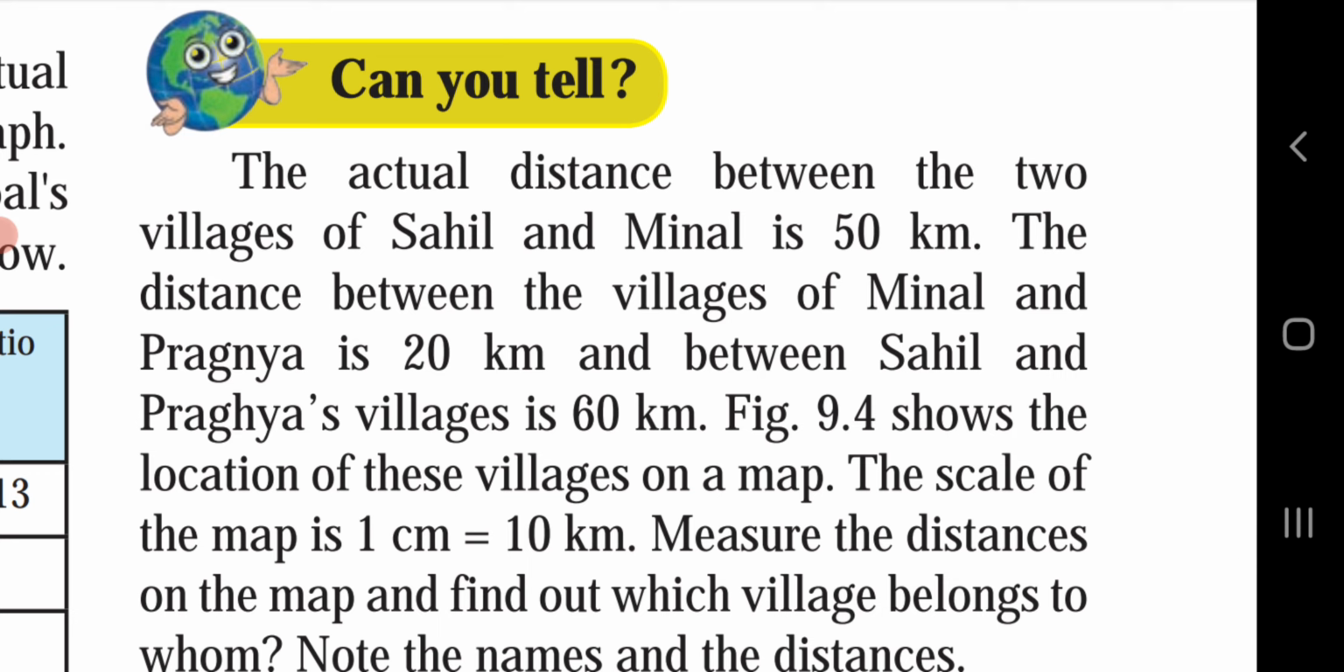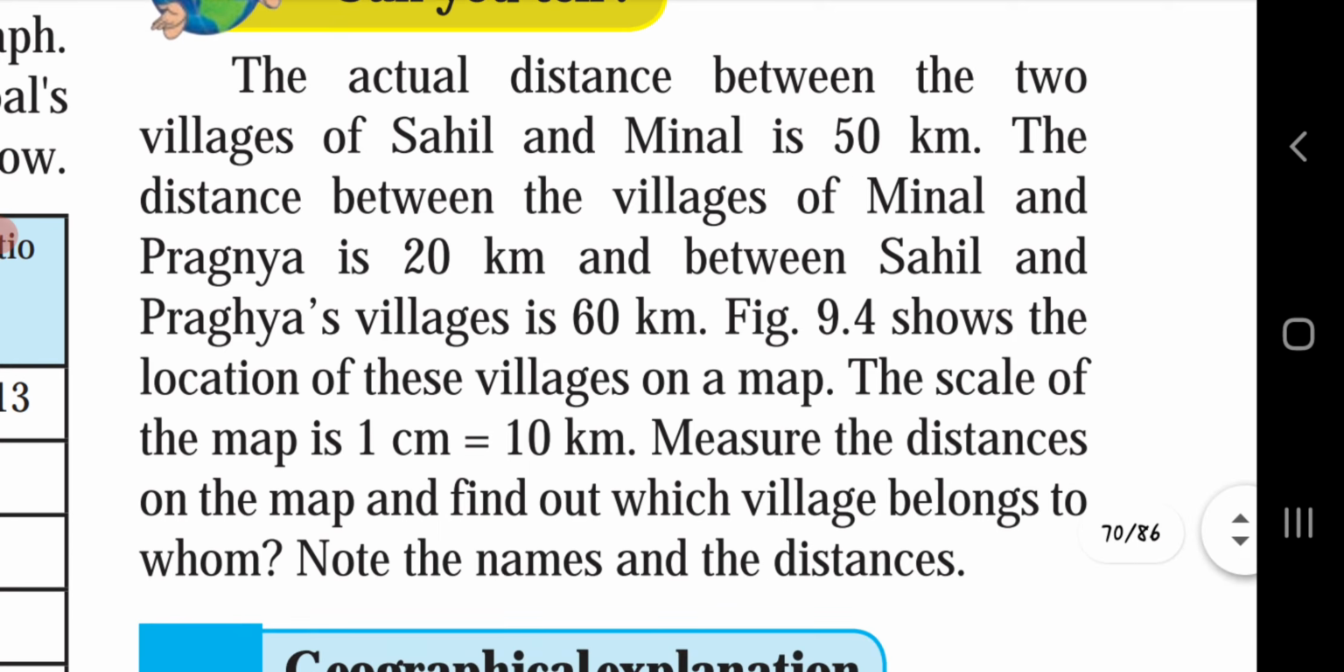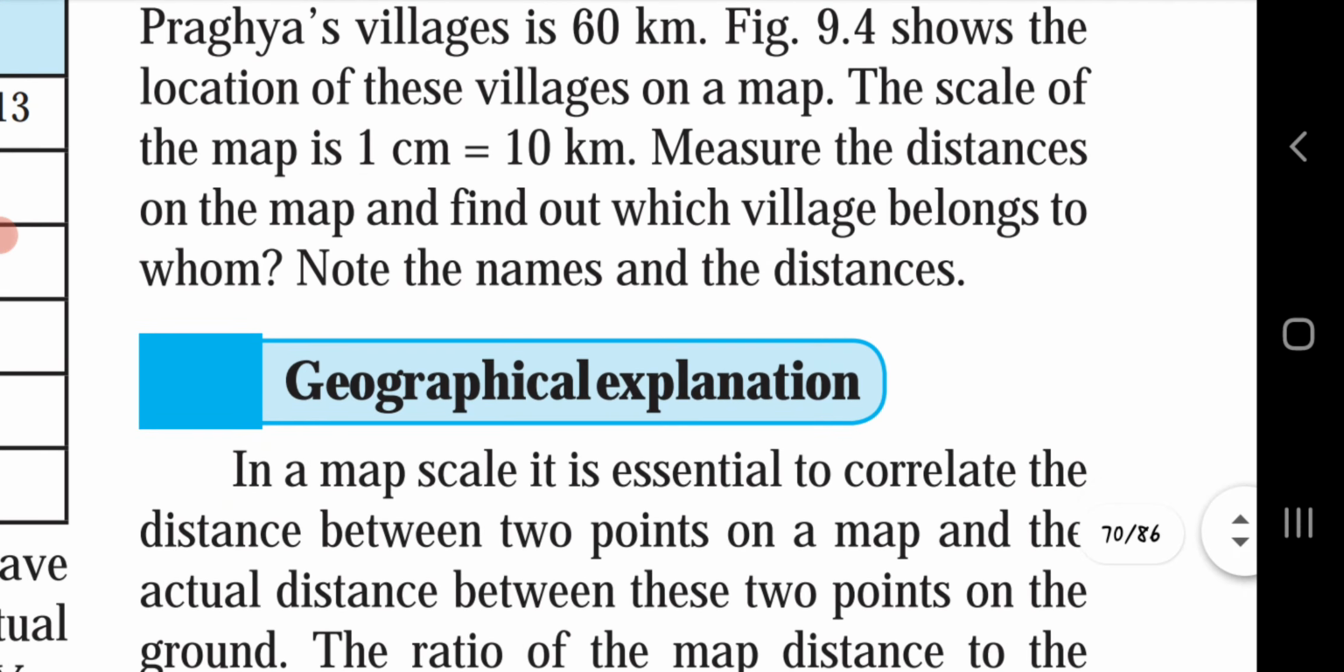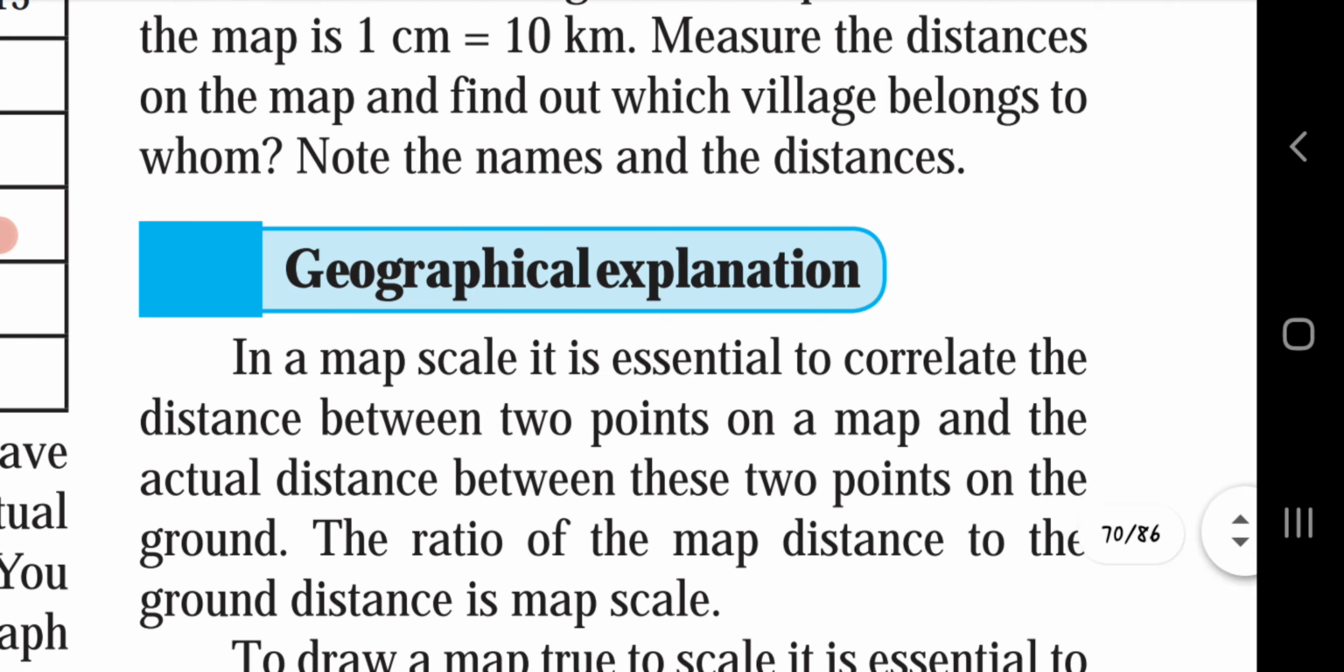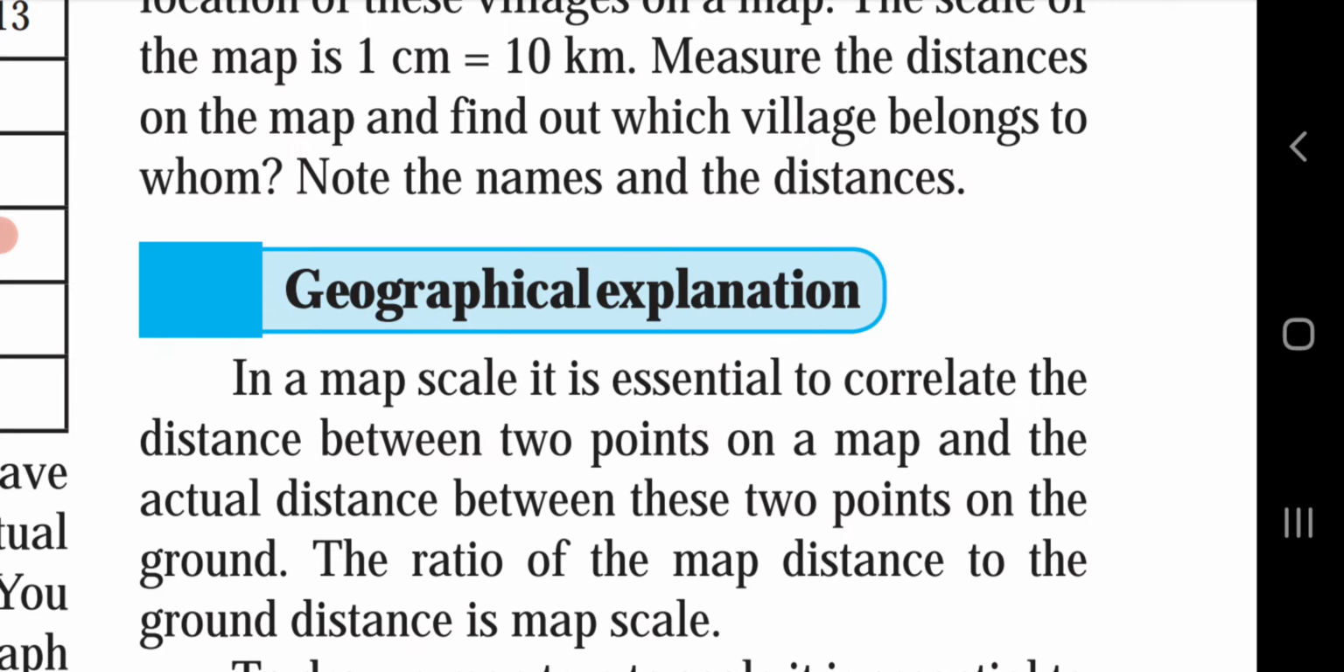Let us see. Can you tell? The actual distance between the two villages of Sahil and Minal is 50 km. The distance between the villages of Minal and Pragna is 20 km, and between Sahil and Pragya's villages is 60 km. Figure 9.4 shows the location of these villages on a map. The scale of the map is 1 cm equals 10 km. Here, the map scale is given. For 10 km, 1 cm is used. Measure the distance on the map and find out which village belongs to whom. Note the name of this distance.